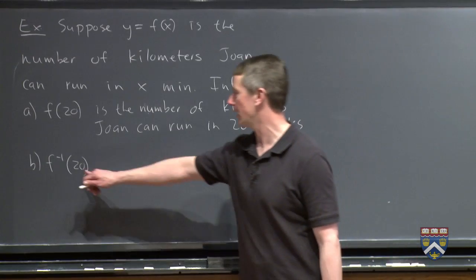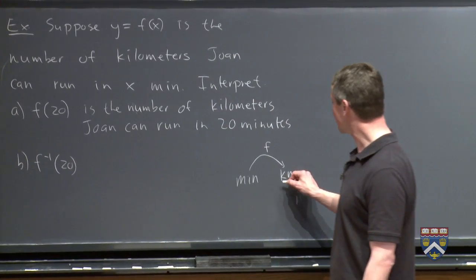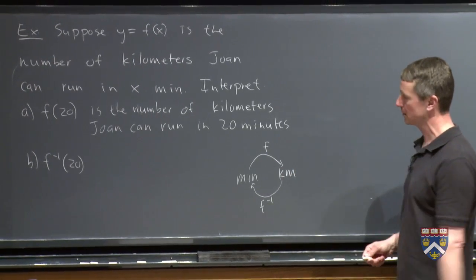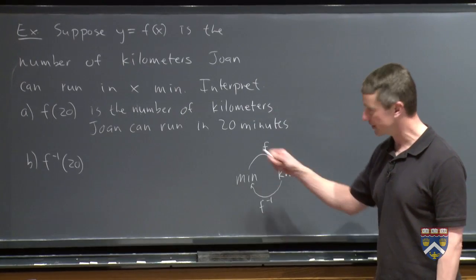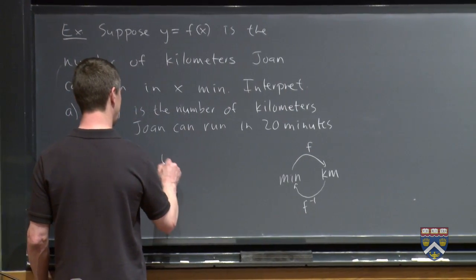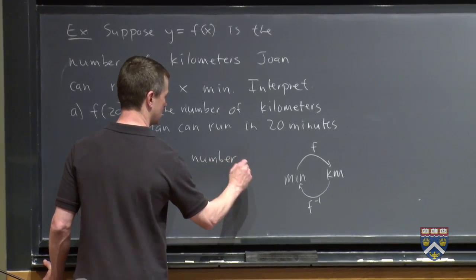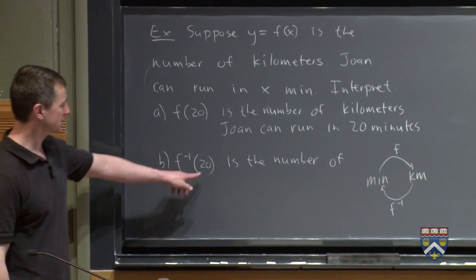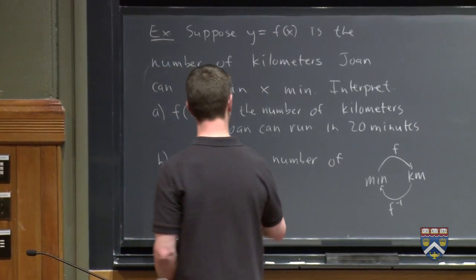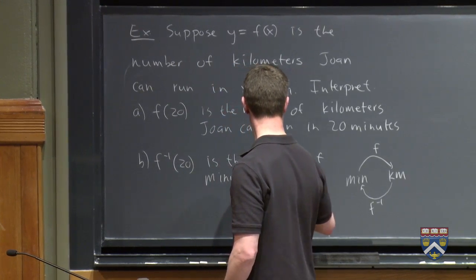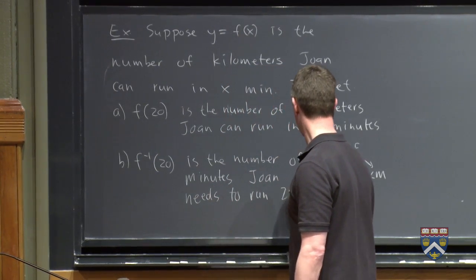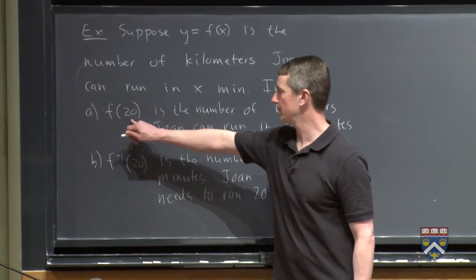Now, for our last example of the night, f inverse of 20. f inverse goes the other direction. It undoes the work of f. Remember, the range of f is the domain of f inverse. So in this case, the 20 is kilometers. And the answer is going to have to be a number of what? It's going to have to be a number of minutes. So f inverse of 20 is the number of minutes. What does this 20 come in? This is 20 kilometers. So it's the number of minutes Joan needs to run 20 kilometers. So getting the units here is crucial. Here it was 20 minutes. Here it's 20 kilometers.